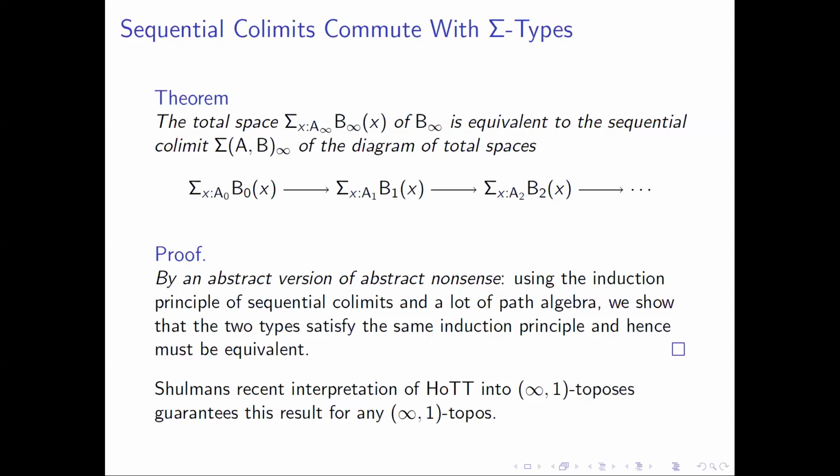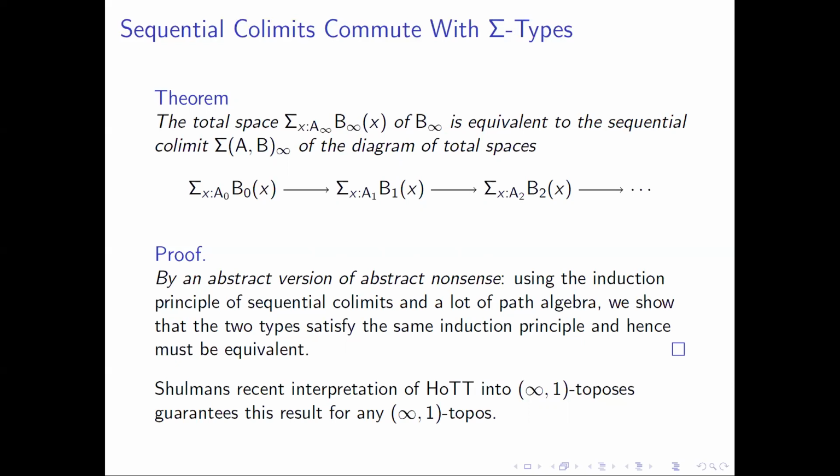And fortunately they are, and the proof of this fact doesn't actually rely on any categorical knowledge whatsoever or any knowledge of homotopy theory. All we do is use the associated induction principles and some path algebra. And the gist of the proof is that we show that the total space, the sum of the two colimits, satisfies the induction principle of the colimit of the sums, and thereby they must be equivalent.